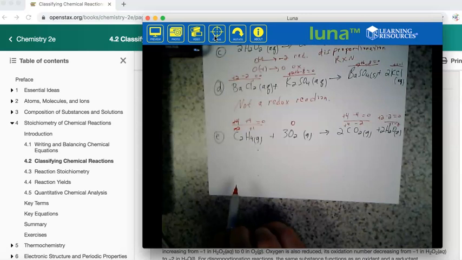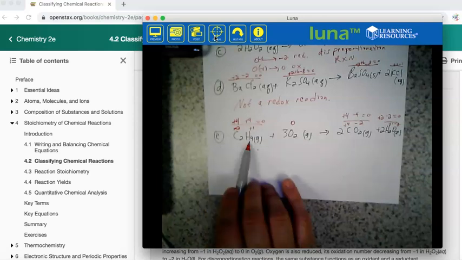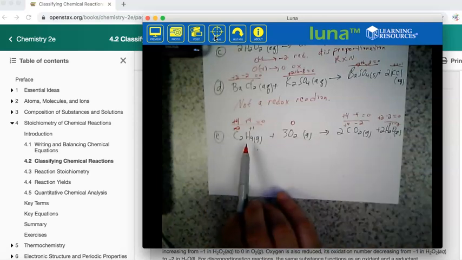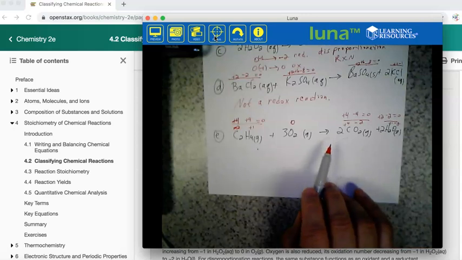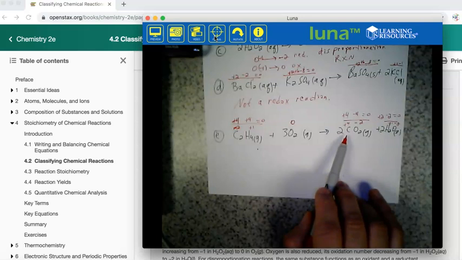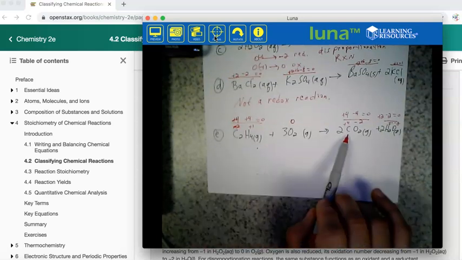All right, so here we see a change in the redox or oxidation numbers for carbon. Hydrogen is +1 in both cases. Oxygen's -2 in both cases. Carbon, though, went from -2 to +4.